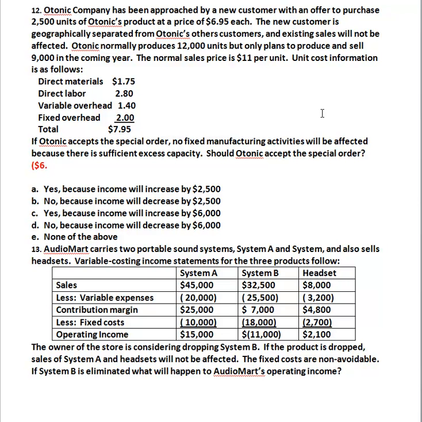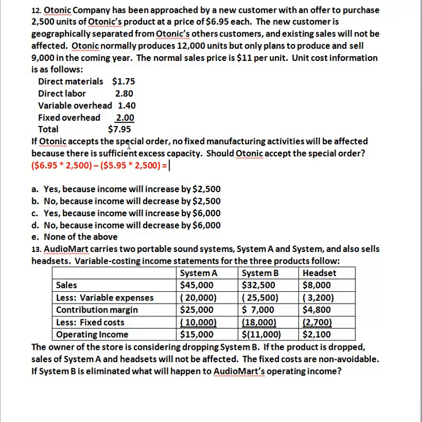So your additional revenue is going to be $695 times the 2,500 units. And then subtract from that the additional expenses. So your additional expenses are going to be the direct material of $1.75 plus the direct labor of $280 plus the variable overhead of $140. So your variable overhead cost in total, it's relevant, is $5.95 times the 2,500.